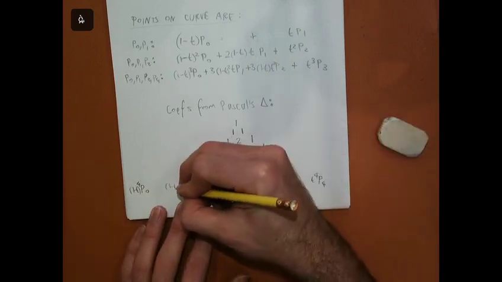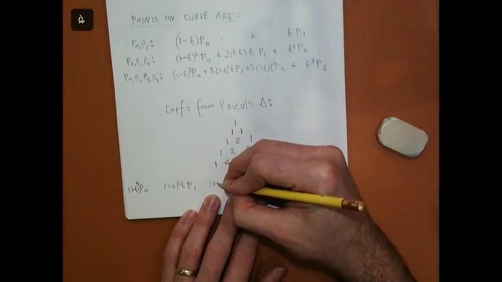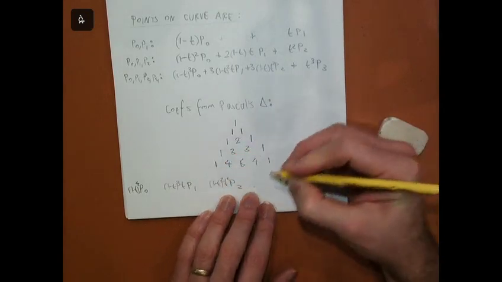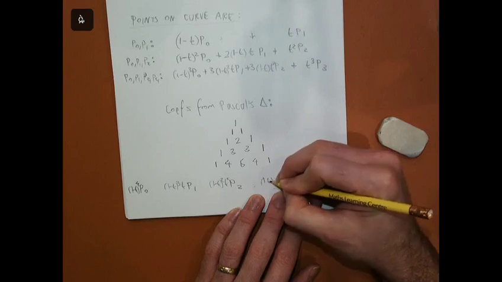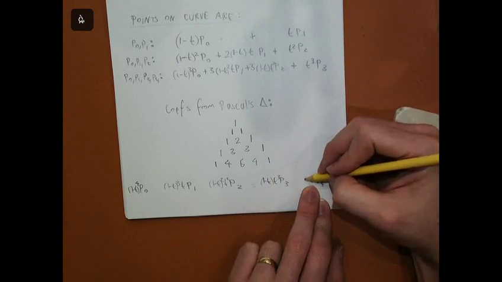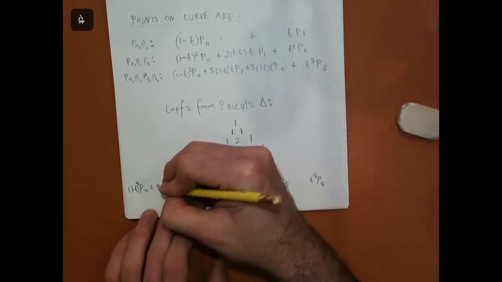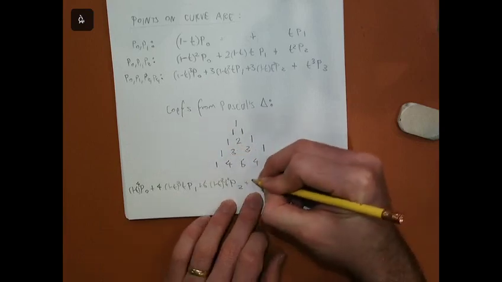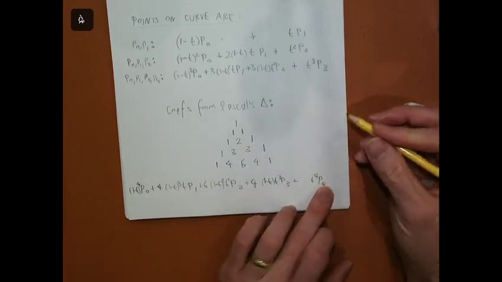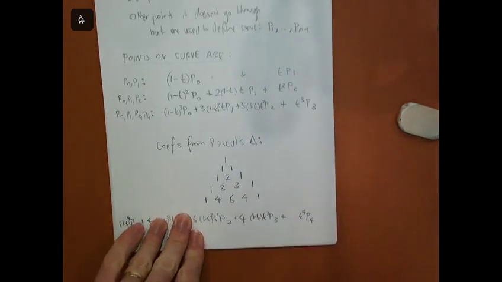So this one will be 1 minus t cubed times t, this one will be 1 minus t squared, 1 minus t cubed, and then by the time you get there the 1 minus t has gone down to 0 and the t has gone up to t to the 4, and this will be 1, 4, 6, 4, 1. So now you've got the pattern, you can do the Bezier curves.